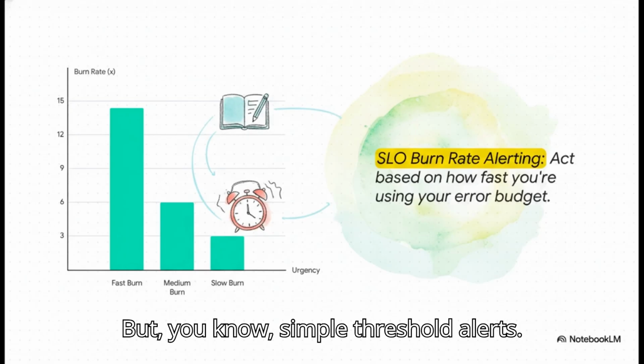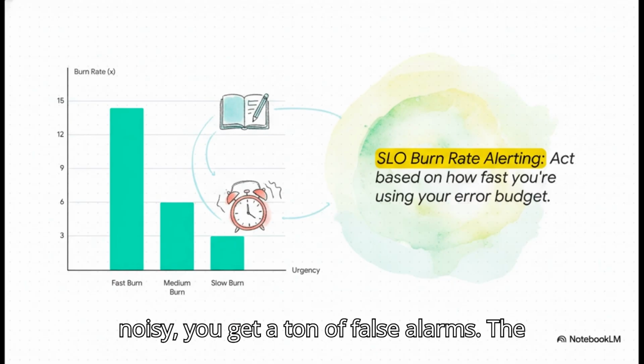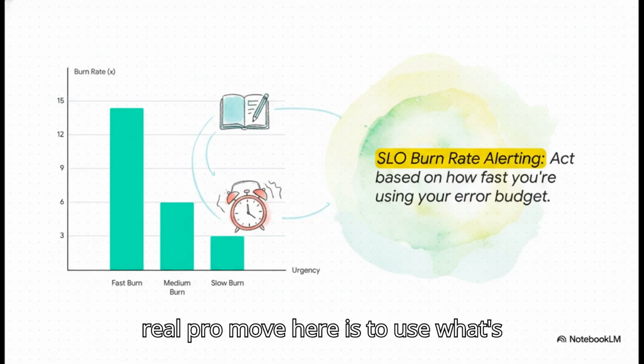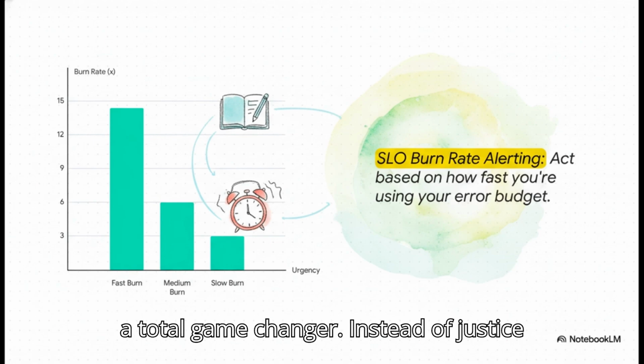But you know, simple threshold alerts like CPU is over 80% can get really noisy. You get a ton of false alarms. The real pro move here is to use what's called SLO-based burn rate alerting. It's a total game changer.